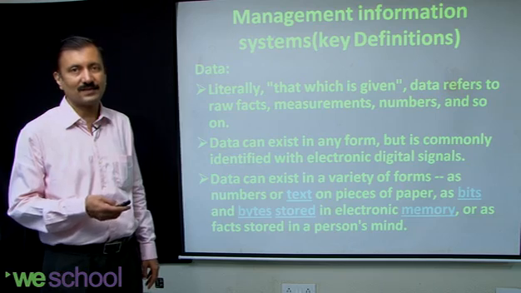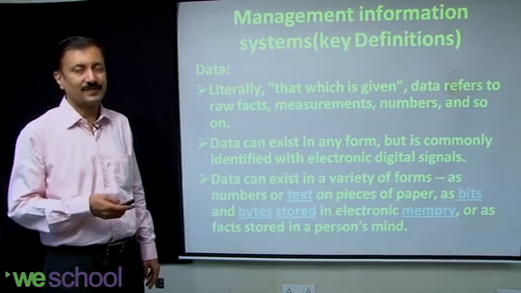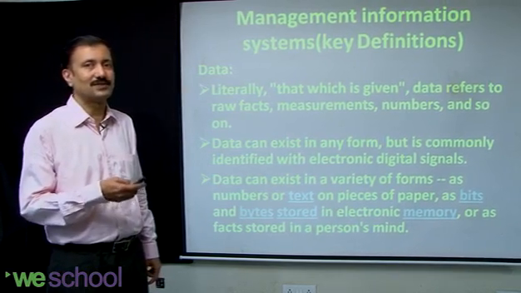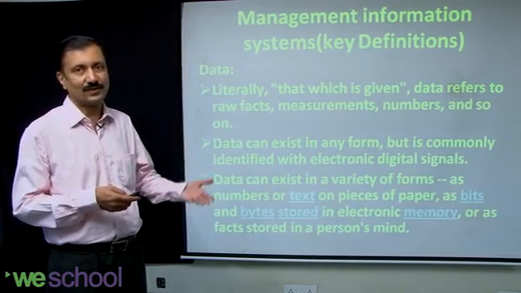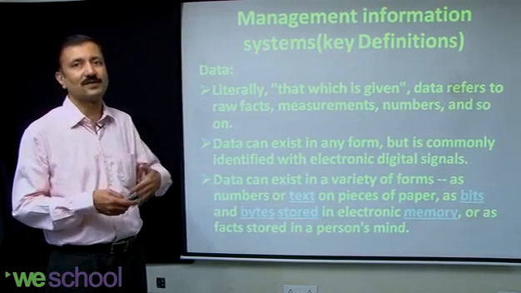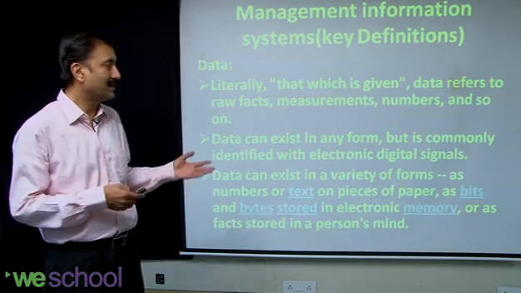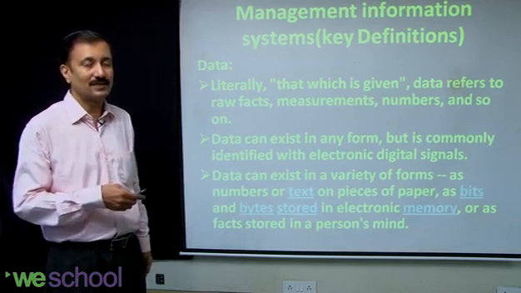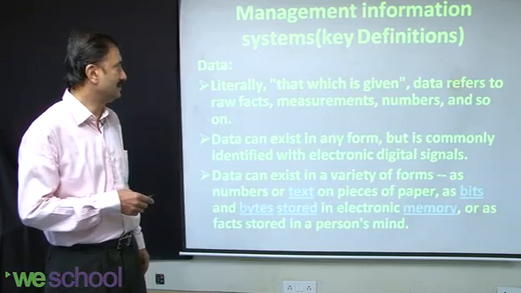It's not just numbers, it's not just text, it can be even a photograph. For example, an insurance company can actually take a photograph of an accident and use it as part of the claim processing. So data of a variety of kinds is now being used in business systems.